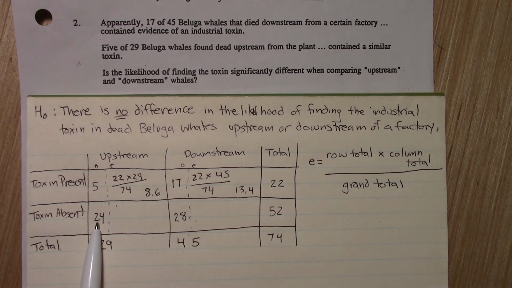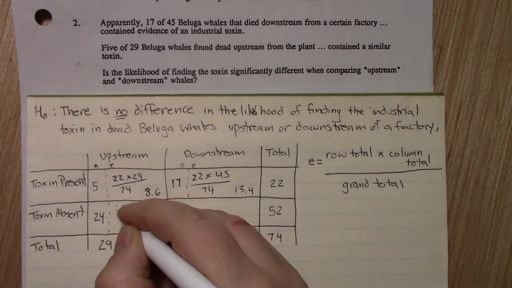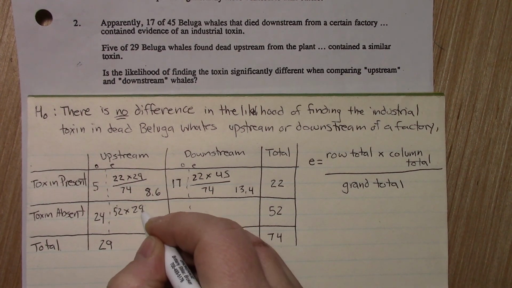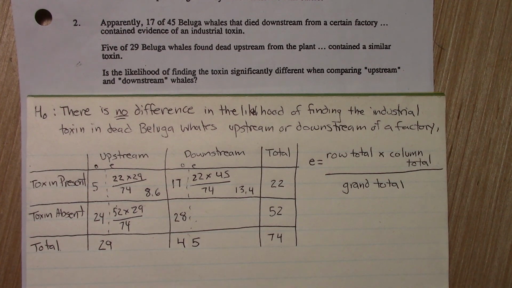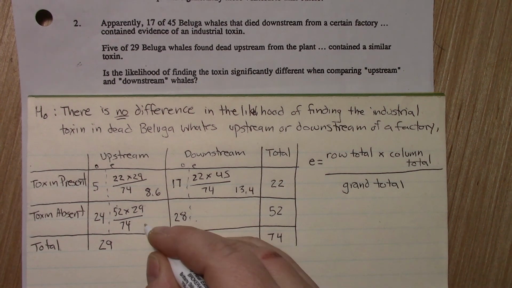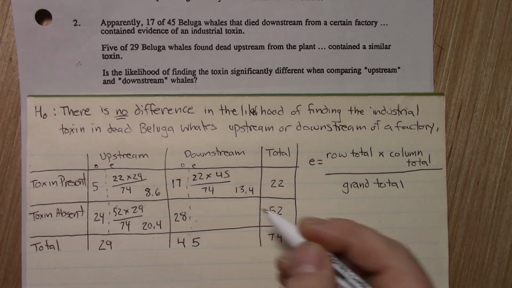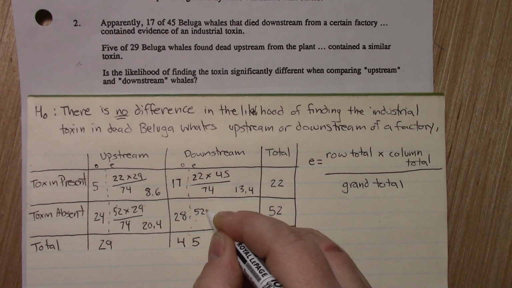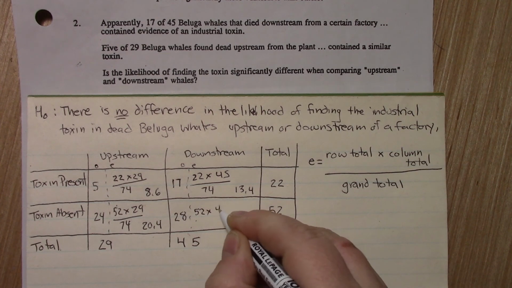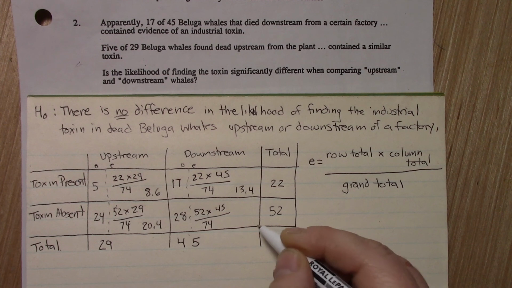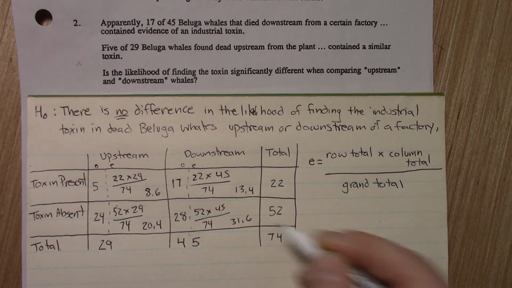For this one, this observed, we need an expected value. Here the row total is 52. The column total is 29. Our grand total is still 74, and that gives us 20.4. For this one, our row total is 52. Our column total is 45. Our grand total is still 74, and that is 31.6.